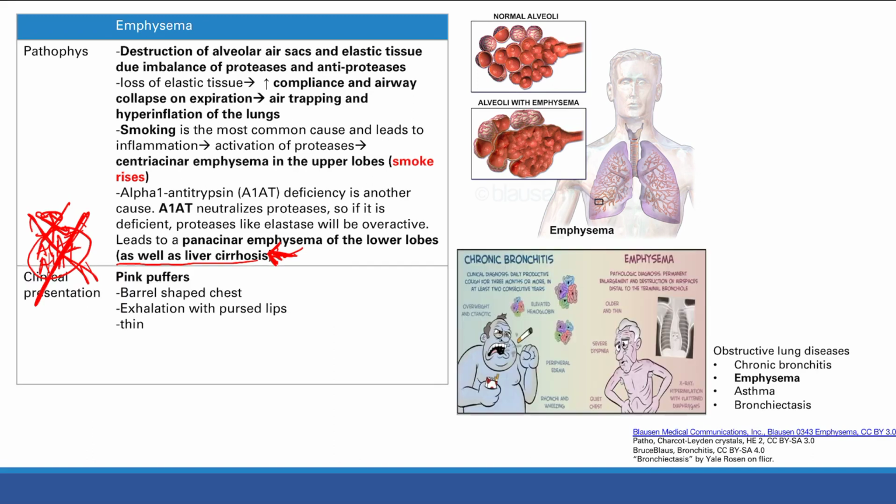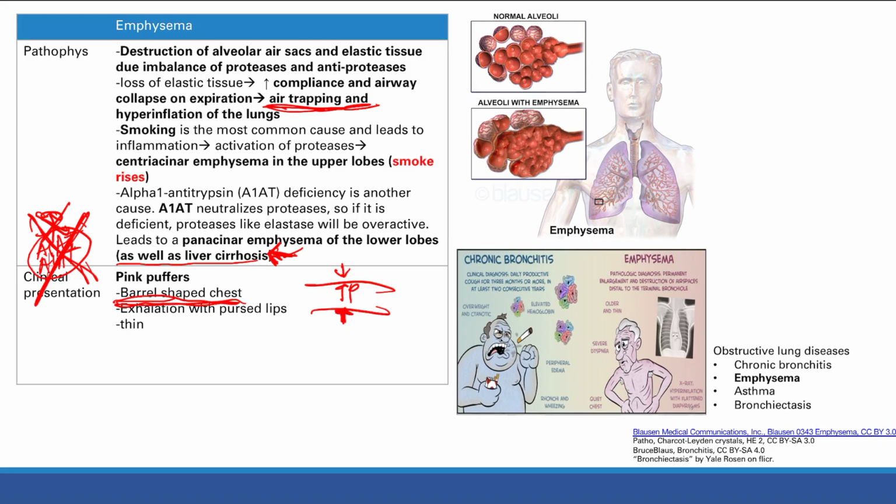Now the way these patients present is they're called pink puffers, okay? They have a barrel-shaped chest because, again, remember the whole problem, they get air trapping, okay? Air is going to stay in the alveoli, so it's going to balloon up, and their chest is going to look like a barrel. They're exhaling with pursed lips. And what pursed lips do is increase the pressure in the airways, okay? And increasing the pressure in the airways will prevent their collapse.